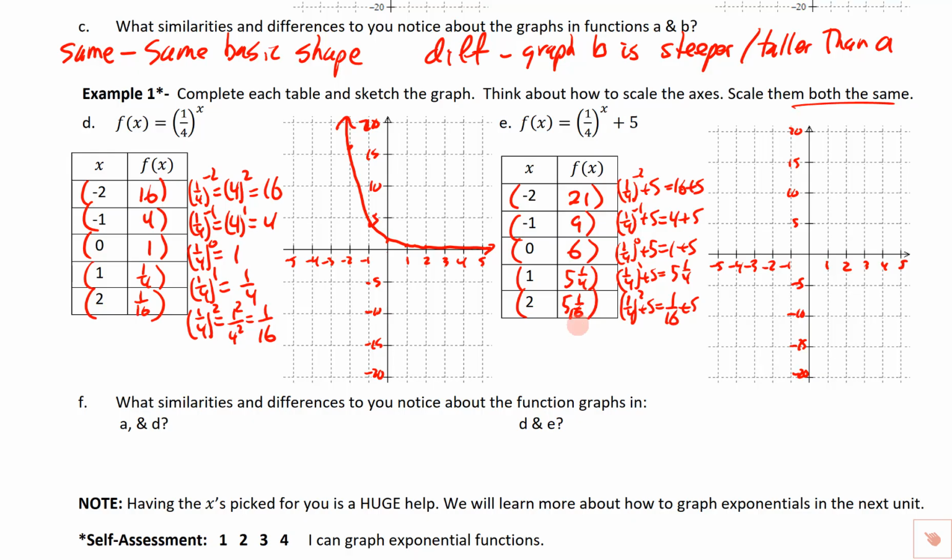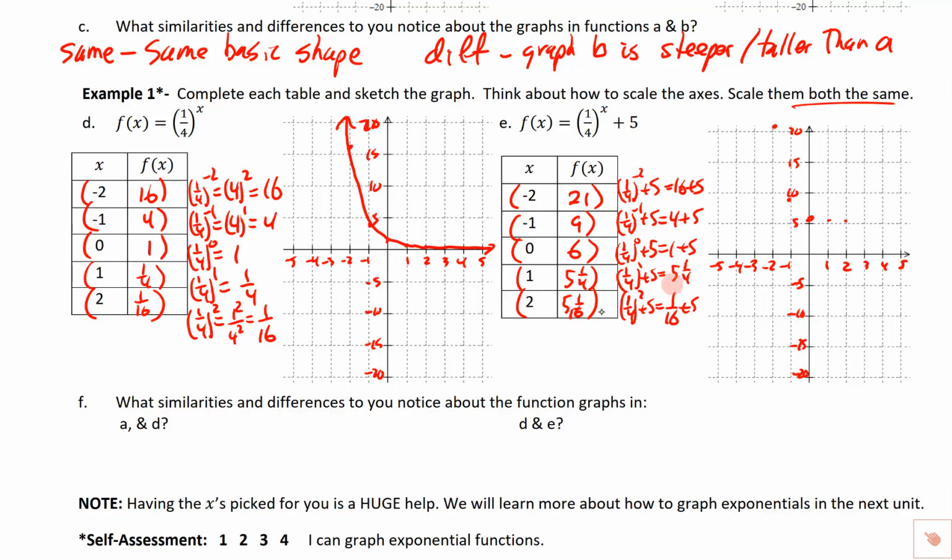Okay, so let's take a look here. -2 and 21, so we're going to be way up here. -1, 9, so we'd be about right there. 0, 6, about right there. And then 1, 5 1/4, so about right there. And then 2, 5 1/16, so about right there.